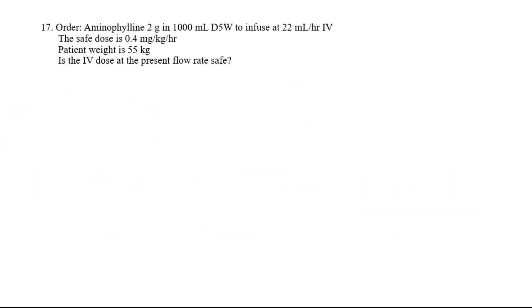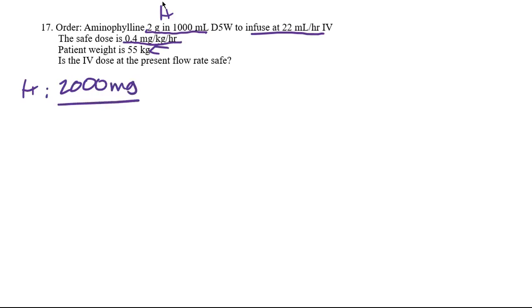And now we have, well, one of these questions has lots of stuff in it. We start with what we have, which is 2 grams. This is what we have here. This is the infusion rate. The safe dose is given as this, and this is how much the patient weighs, and we have to answer if it's a safe dose. So let's look at this a minute. What we have is 2,000 milligrams. We'll go ahead and make that 2,000 milligrams over 1,000 mLs, which is actually 2 milligrams per mL. That's what we have in the bag.